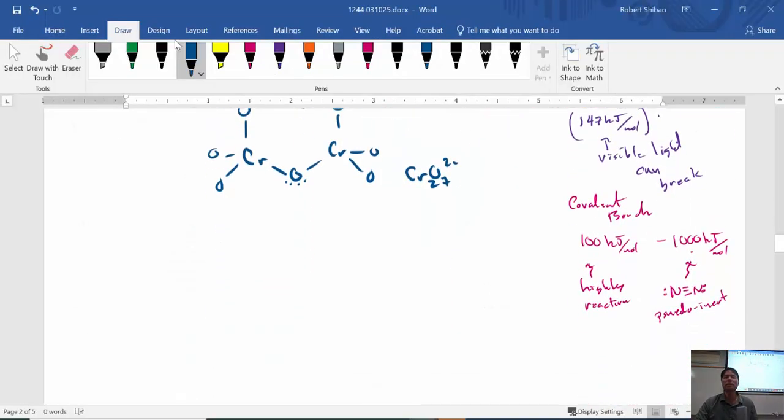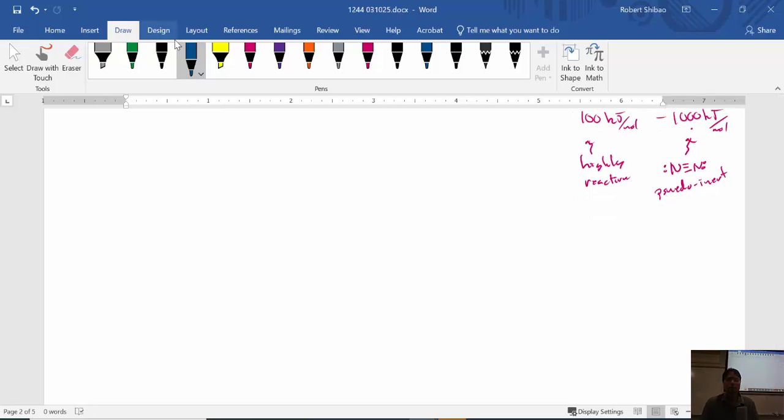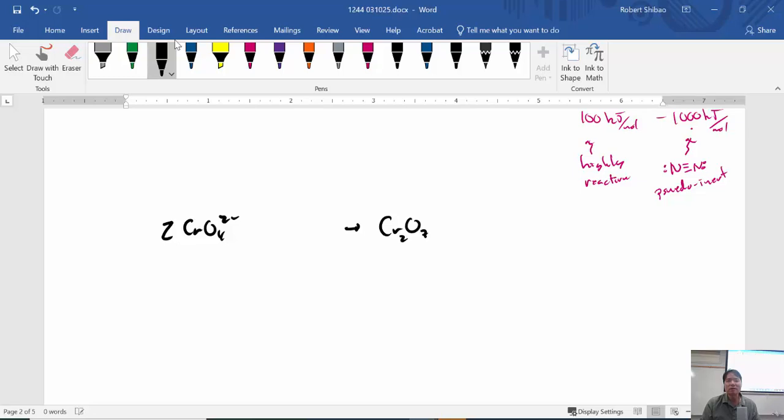And so this is what I'm going to do. I'm going to take 2 chromates and make it a dichromate. If I make it a dichromate, I need to get rid of how many oxygens? 1. So how many hydrogens do I need? 2. So I'm going to do 2H plus here. And that's going to make how many waters? 1.